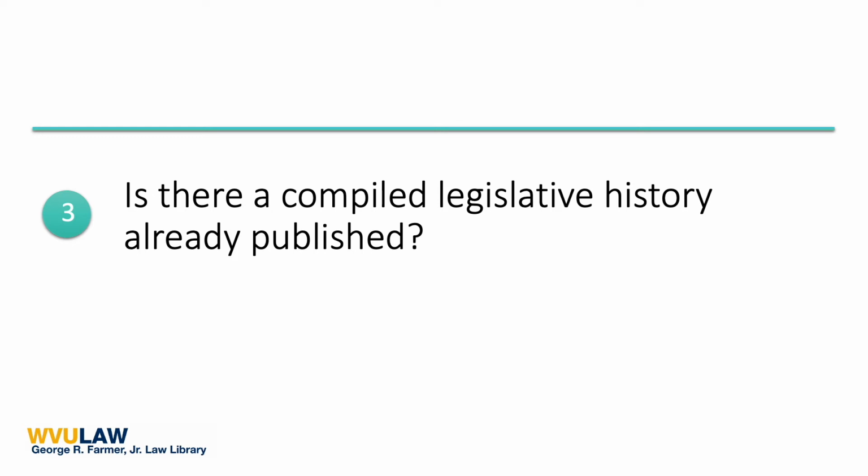This is most often done for major federal legislation and is referred to as a compiled legislative history. You will find these published in print multi-volume sets, online on HeinOnline, Westlaw Edge, or a platform called ProQuest Legislative Insight. Before you tackle a search for legislative history documents individually, search for an already compiled legislative history.